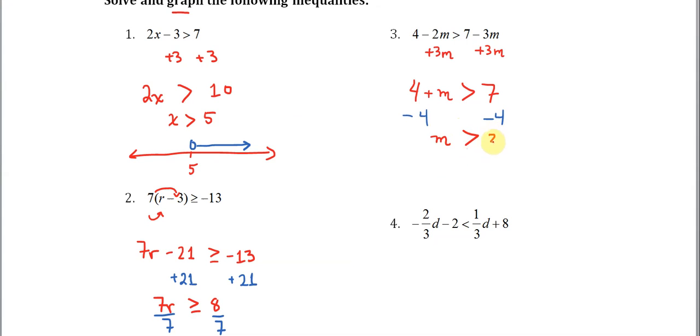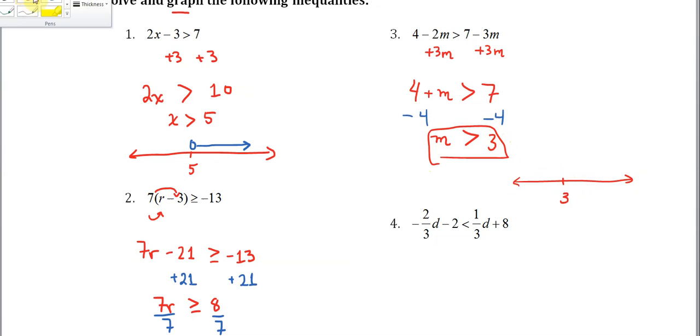And on the right side, we end up with 3. So m is greater than 3. And to graph that, draw our number line, put the number 3 in there somewhere, and then it's a strict inequality, so we want an open circle, and the variable is greater than 3, so it's all of the numbers to the right of 3.